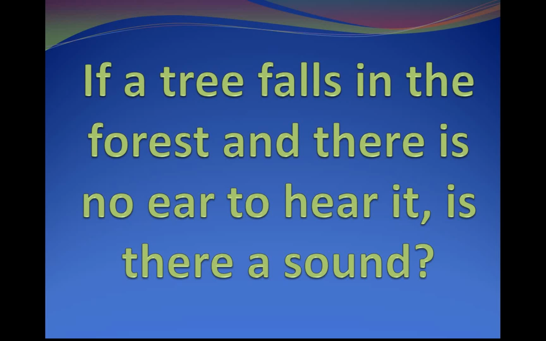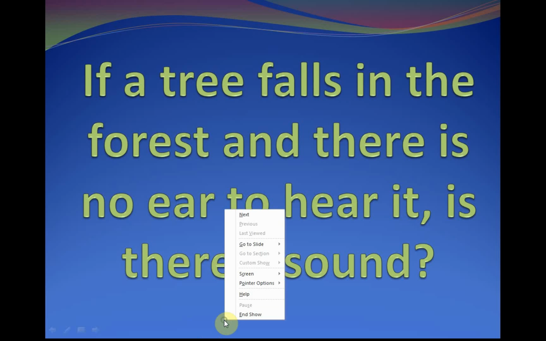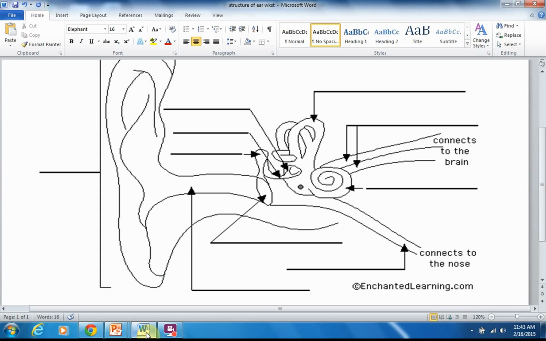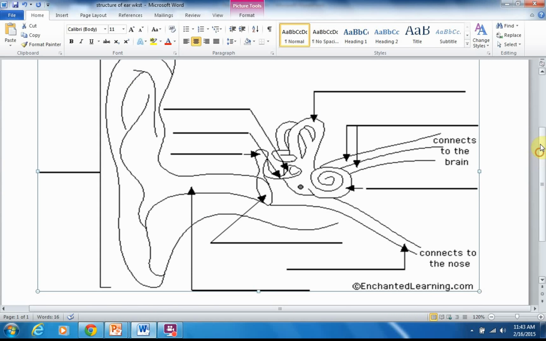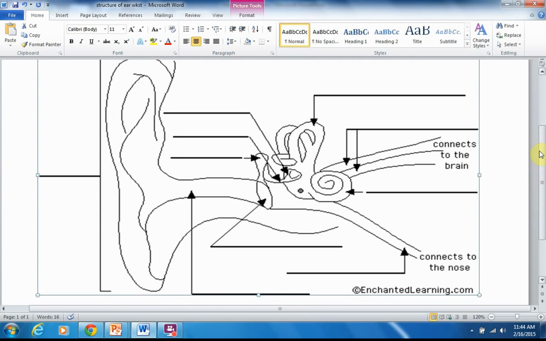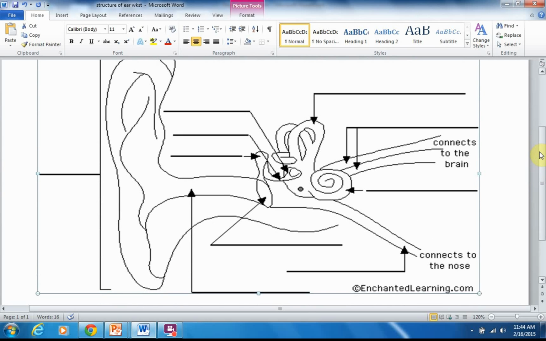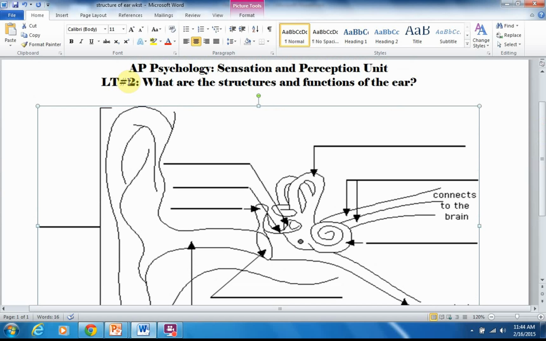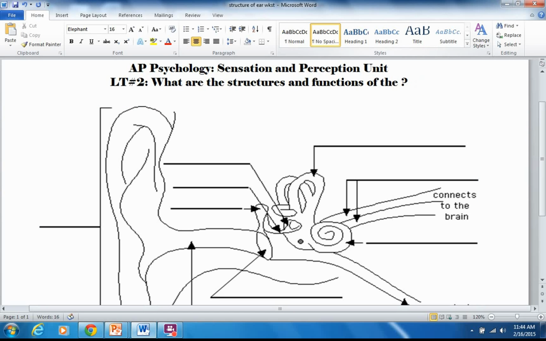Welcome everybody to another essential question in our learning target number 2. We're moving on to the auditory system. Right now, a really good idea would be to get out that sheet that I gave you in class and have it out on your desk so you can label the parts of the ear as I go through them. Our learning target for today: what are the structures and the functions of the ear? And I really should say, of the auditory system.